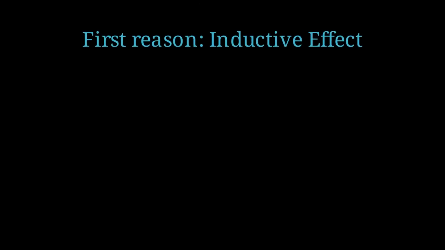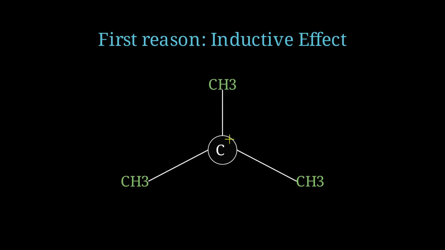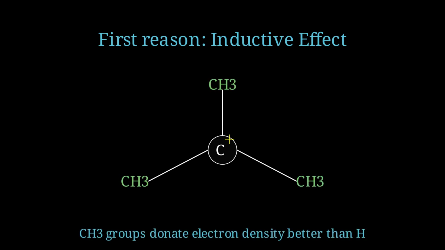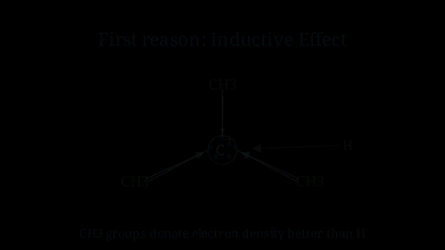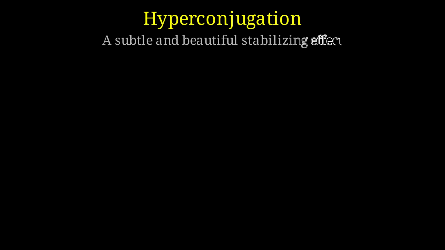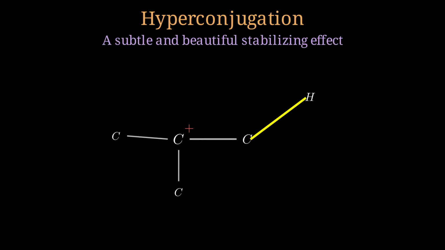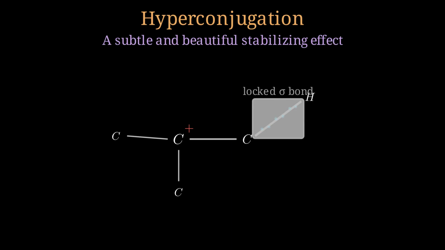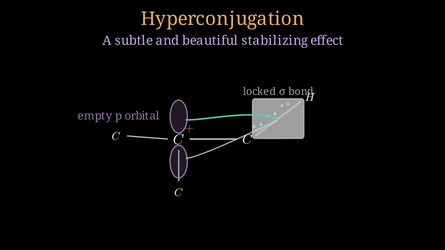The first is inductive effects. Carbon atoms are slightly better at sharing electron density than hydrogen atoms. The surrounding alkyl groups push some of their electron cloud toward the positive center, like friends chipping in a few dollars to help a buddy who's broke. The second reason is more subtle and beautiful: hyperconjugation. Imagine those neighboring CH bonds. Even though they are locked in their own sigma bonds, their electron density can slightly overlap with that empty p orbital of the carbocation.